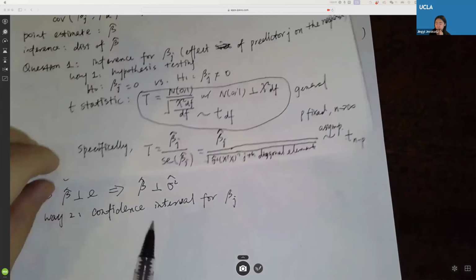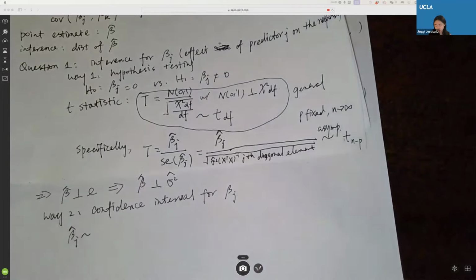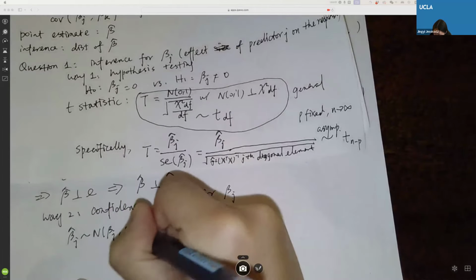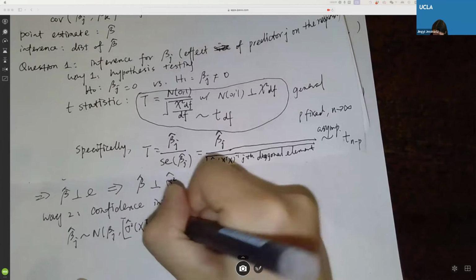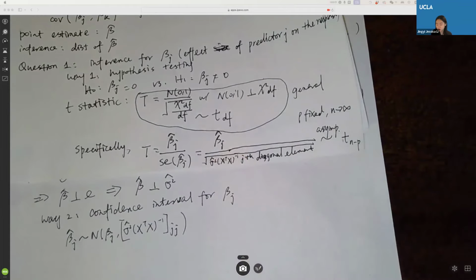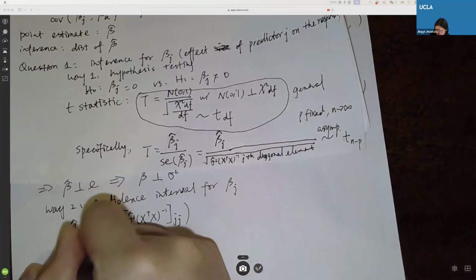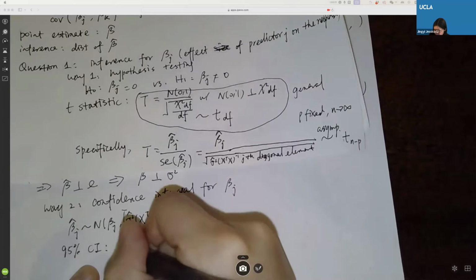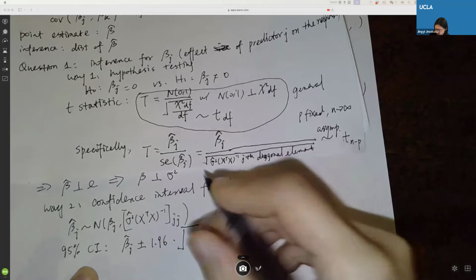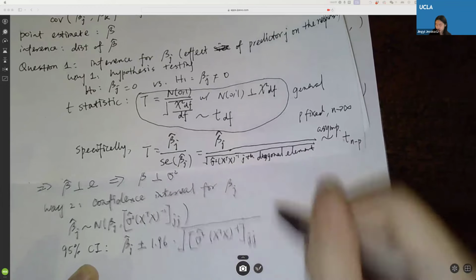Anyway, coming back to a confidence interval here, essentially our construction will be based on this distribution of beta J hat. I'll just drop the asymptotic notation by saying that we assume beta j hat follows a normal distribution with mean beta j and variance sigma square hat times the j-th diagonal element of X transpose X inverse. Okay, so that's the variance term. Essentially, we will construct our confidence interval based on this distribution. The 95% confidence interval would take this form: beta j hat plus minus 1.96 times the square root of sigma square hat times the j-th diagonal element of X transpose X inverse.